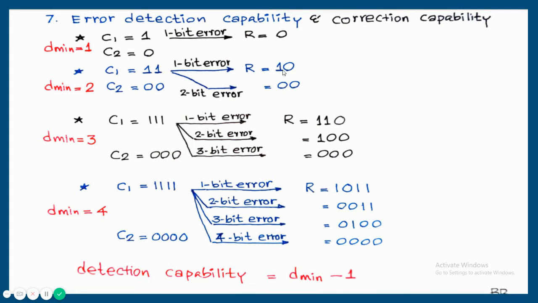For that, the verification is like this. Check 1 0 is close to which valid code. The meaning of that closeness is the number of differences. 1 0 to 1 1, there is only one bit different, so the distance is 1. 1 0 to 0 0, again distance is 1. So we are not able to get a single answer. 1 0 is close to 1 1 as well as 0 0. So error correction is not possible. Only error detection is possible.